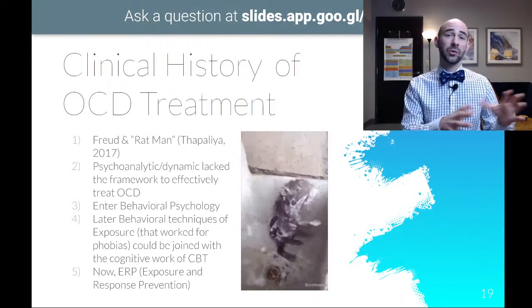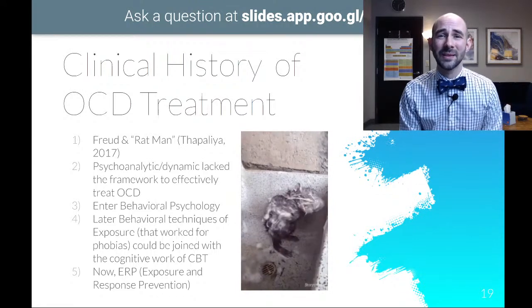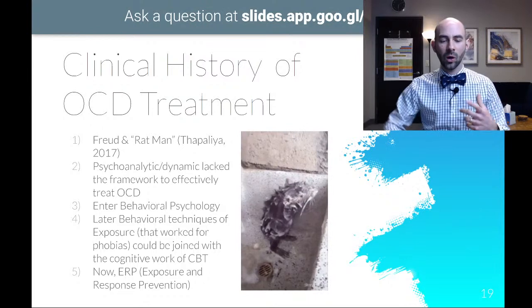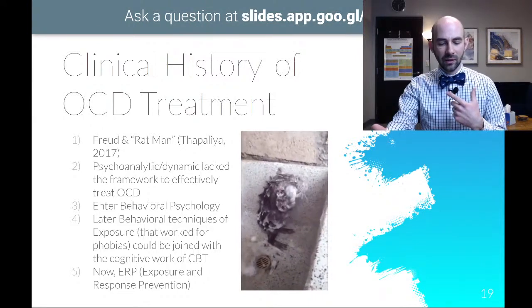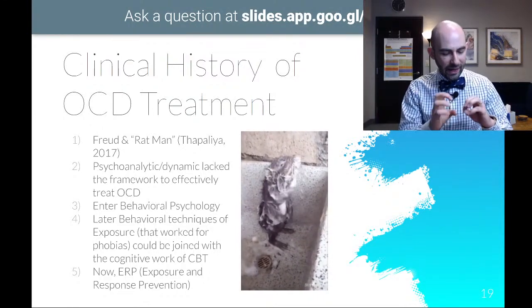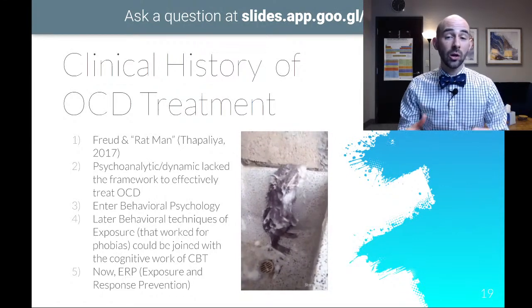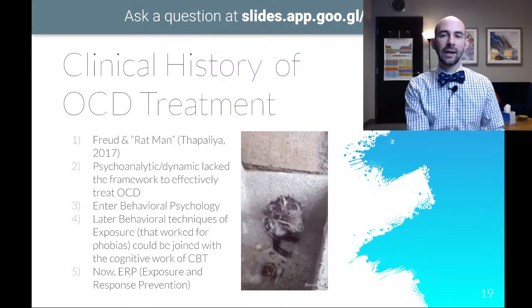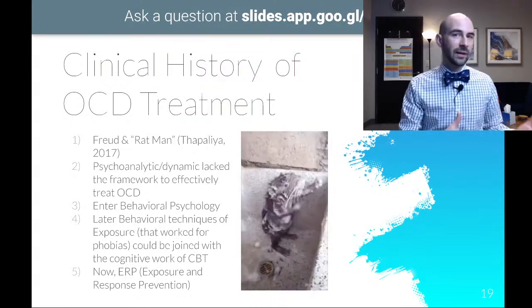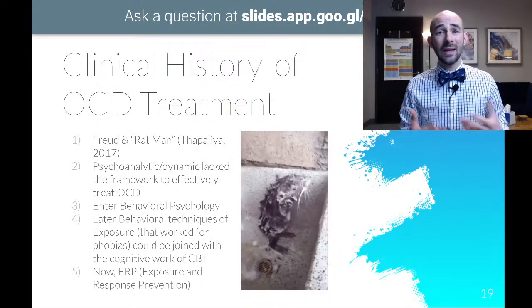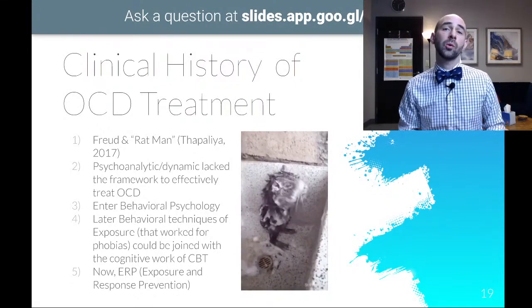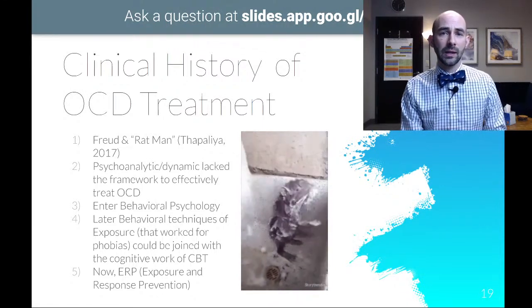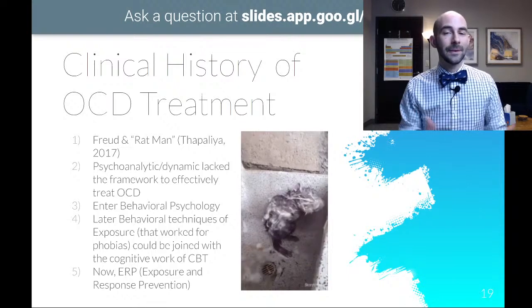He called it obsessional neurosis. We have a different term. It's kind of a pejorative term now, but he was able to pinpoint that, whoa, this man gets stuck on certain thoughts, and he has very specific behaviors that he has to do. So the first case study that we know of was Freud and the Rat Man. But the problem is psychoanalytic and psychodynamic then and also now do not provide the framework to effectively treat OCD as a whole. Now, Freud claimed that he cured this case.